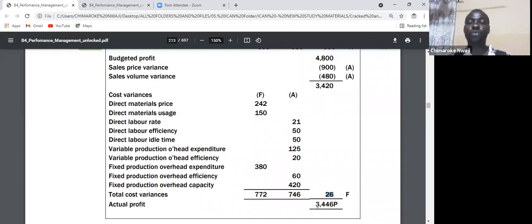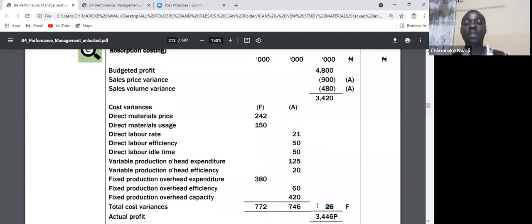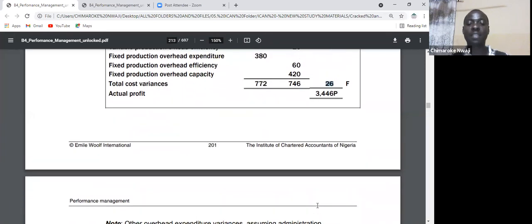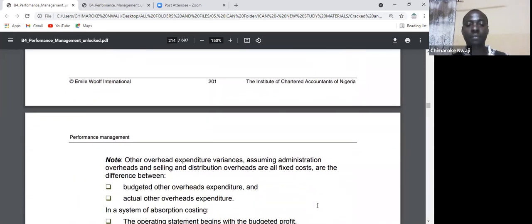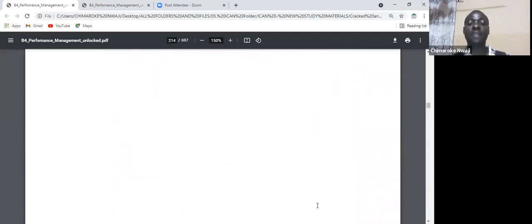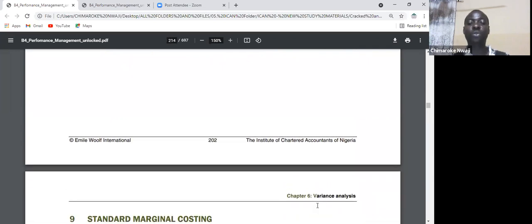So I wanted to look at variances again. Look at how to balance or reconcile variances, the cost variances, sales variances, look at them again, and now look at how this profit statement is going to help us in reconciling the variances we have. So far, so good.